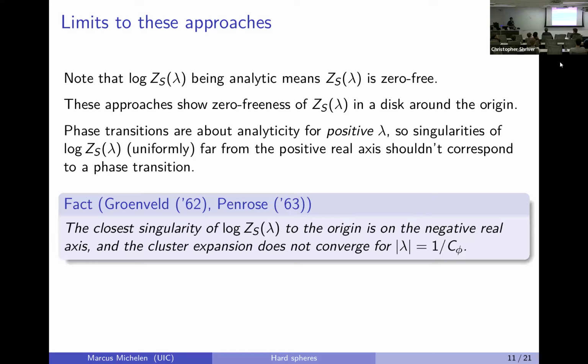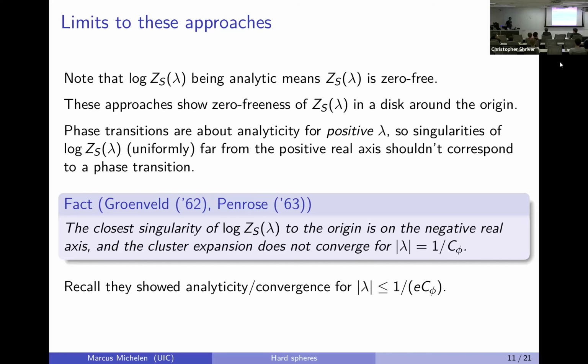And a fact proven by Groeneveld and Penrose is that the closest singularity of this log Z to the origin is on the negative real axis. And the way you prove this is that you look at the Taylor series and it actually alternates in sign, meaning that the first place it gets messed up is on the negative real axis. So we know if I try to expand this disk, I'm going to get messed up when I hit something like 1 over eC, and maybe even earlier. So they showed analyticity in this disk, and you can't push the disk that much further.